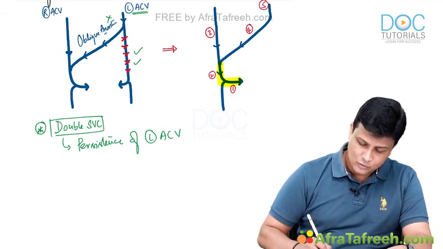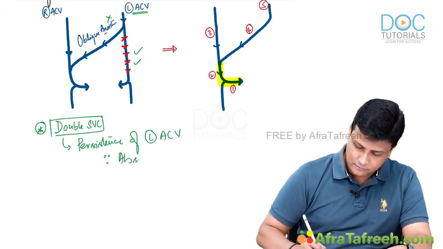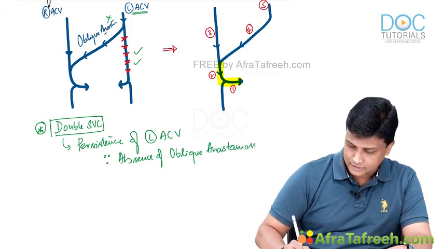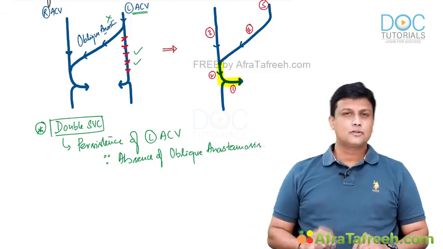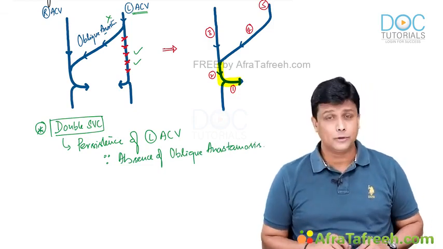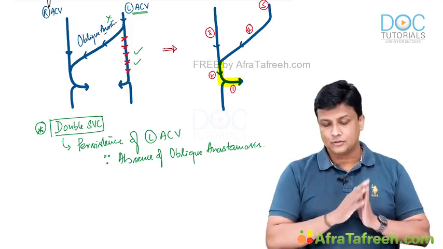And why is it so? Because of absence of oblique vein or oblique anastomosis, we can say. So double superior vena cava is actually due to the persistence of left anterior cardinal vein, and that too due to the absence of oblique anastomosis.